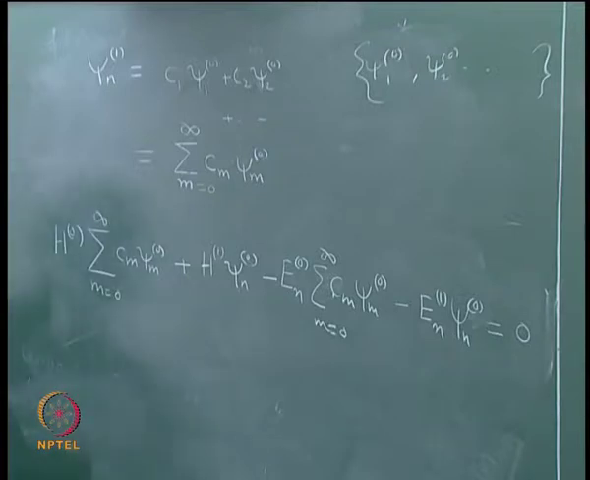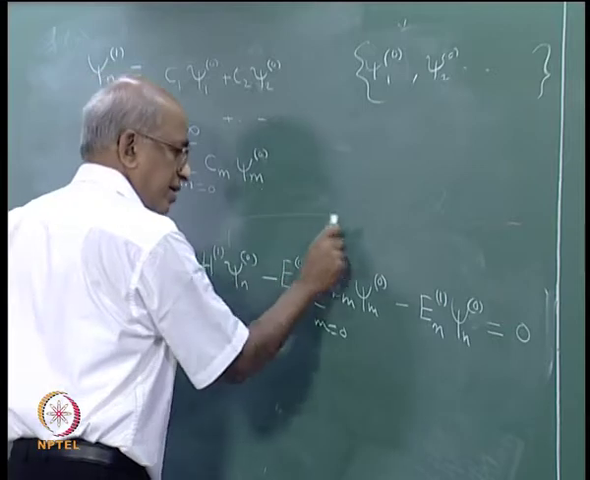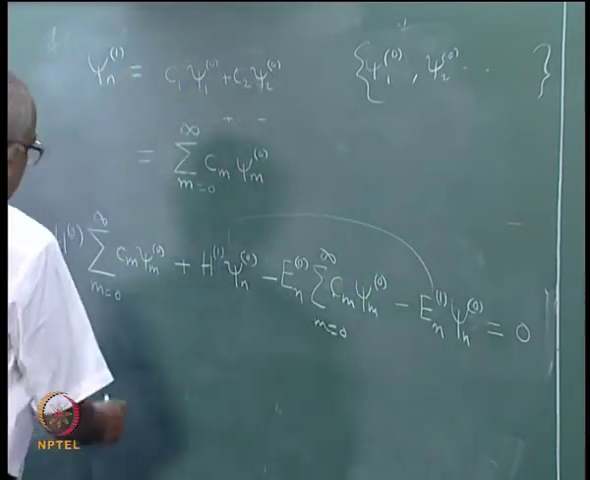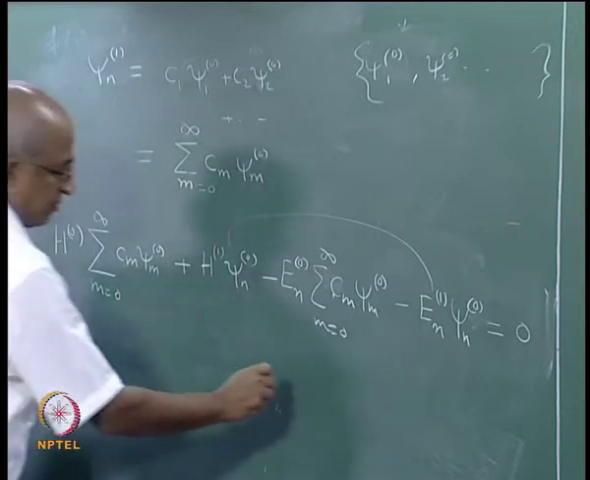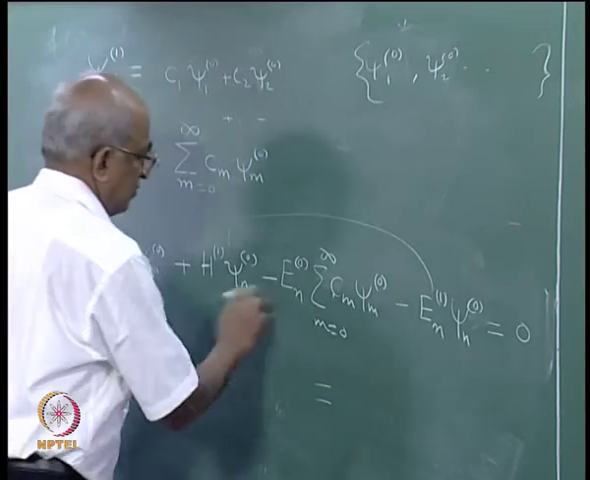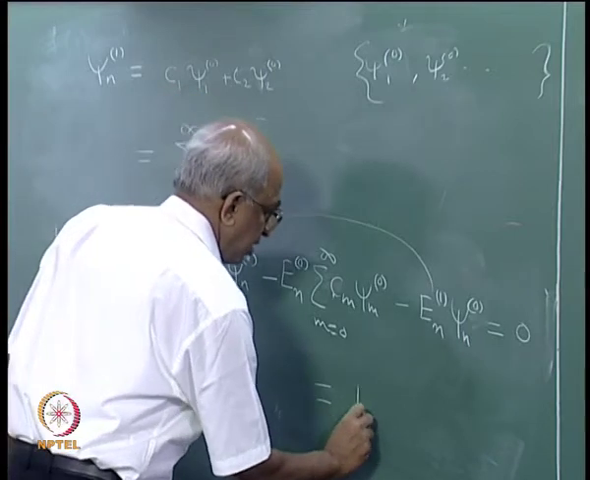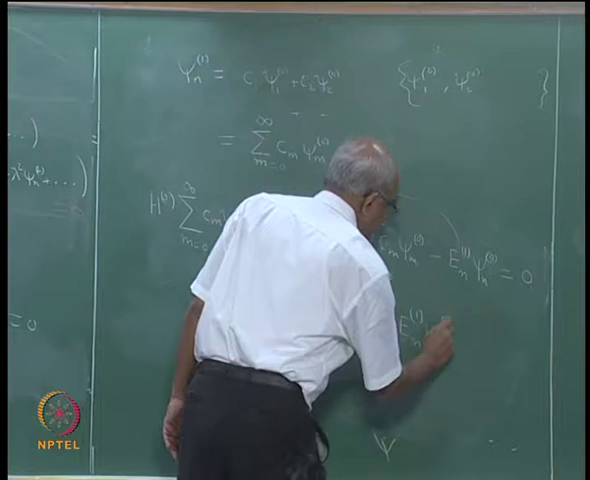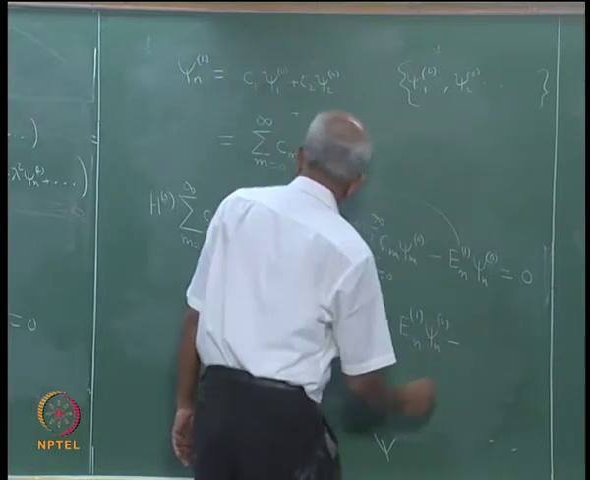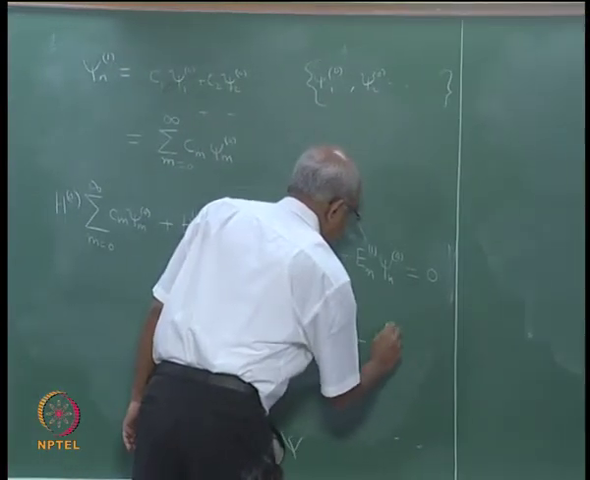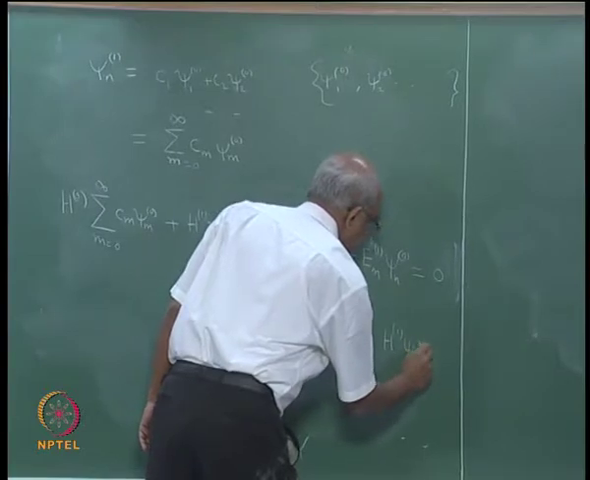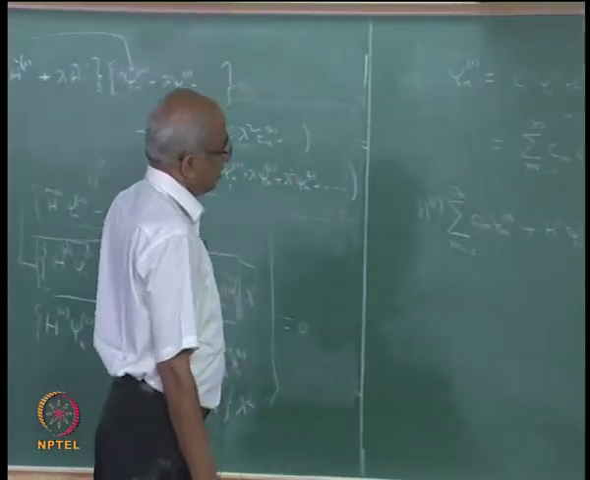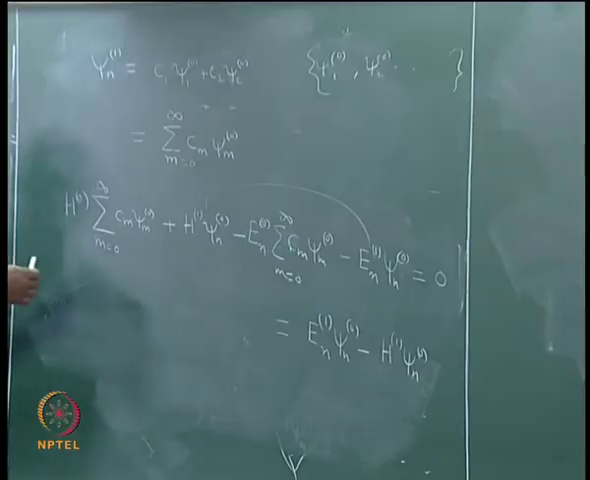So, what I will do is, as I had done earlier, I will take these two terms to the right, to the other side, and so on the other side I would have E n 1 psi n 0 minus H 1 psi n 0. That is what I would have if I took these two terms to the other side. And what is left on the left hand side?